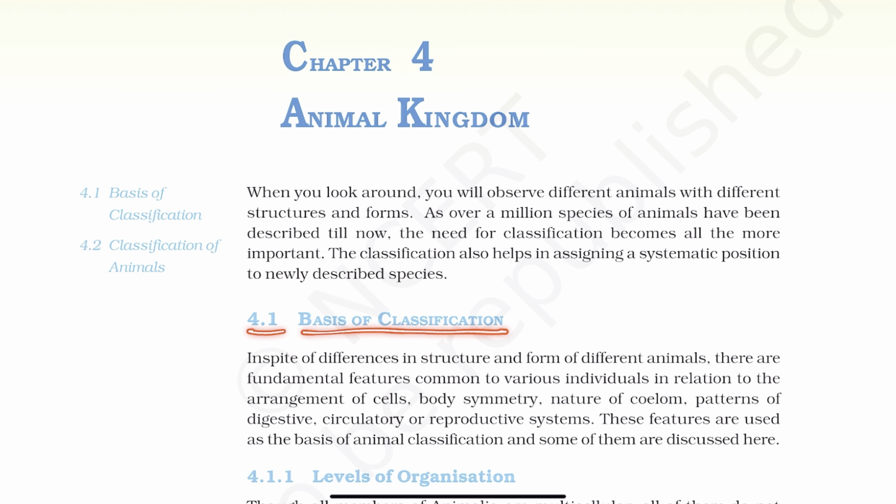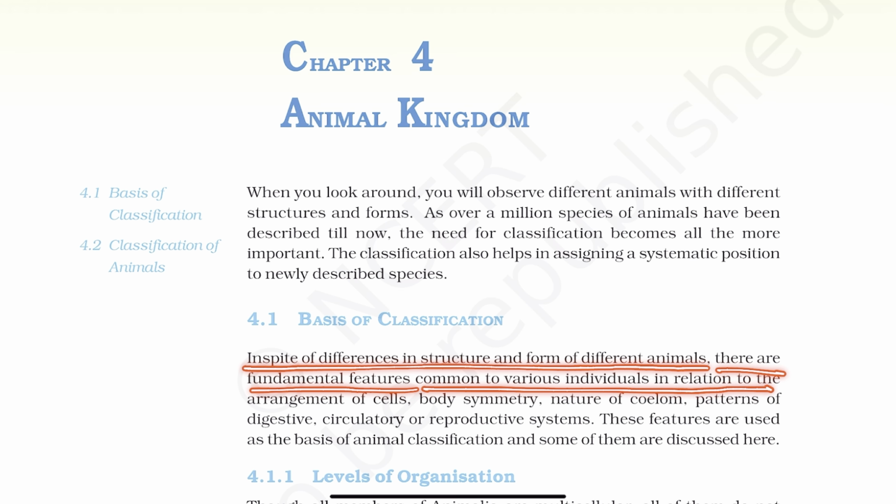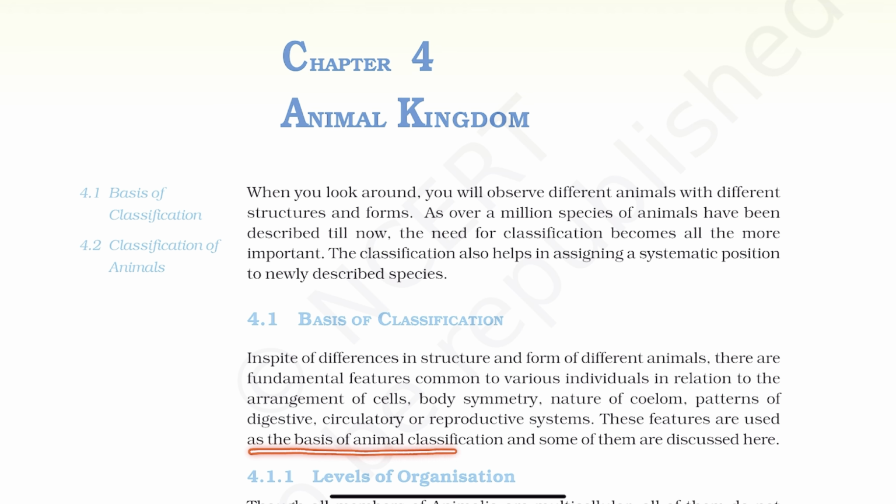4.1 Basis of Classification. In spite of differences in structure and form of different animals, there are fundamental features common to various individuals in relation to the arrangement of cells, body symmetry, nature of coelom, patterns of digestive, circulatory, or reproductive systems. These features are used as the base of animal classification, and some of them are discussed here.